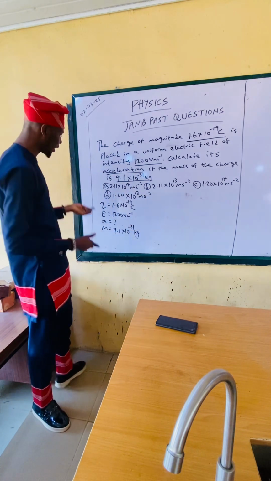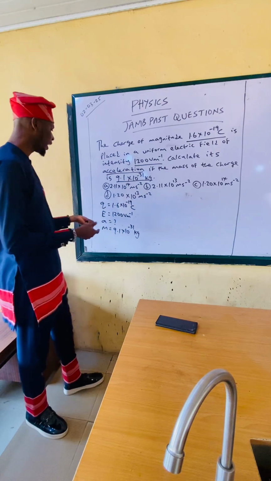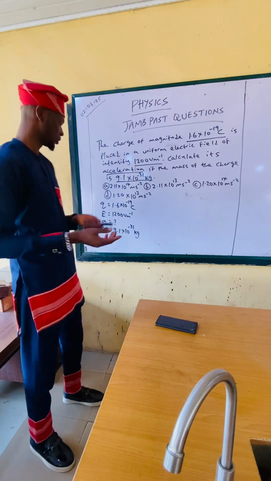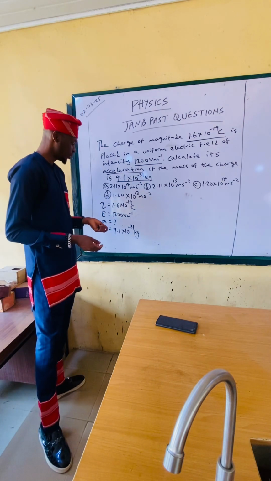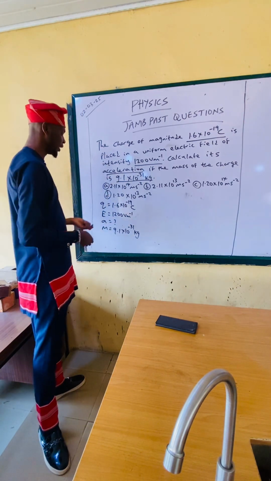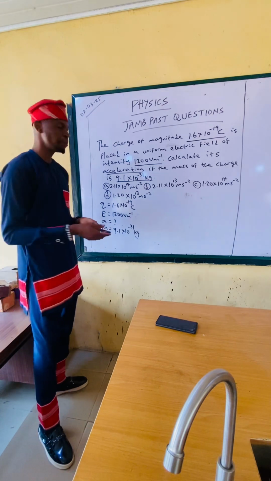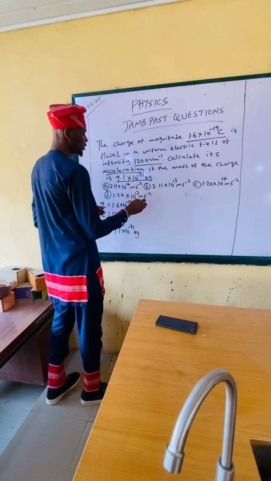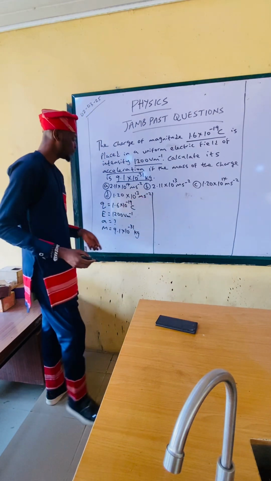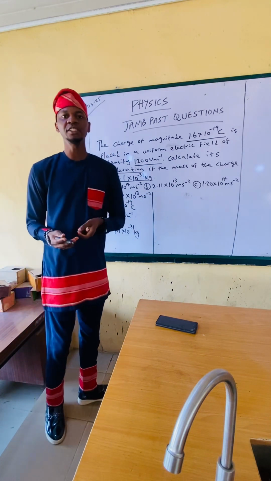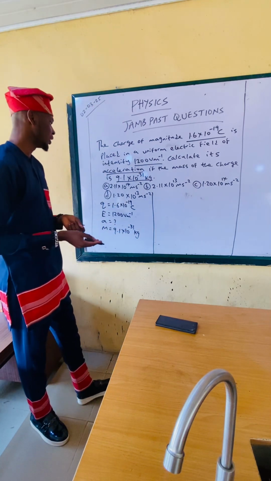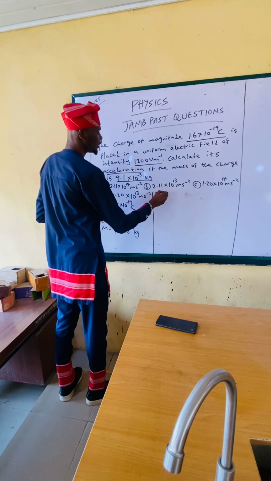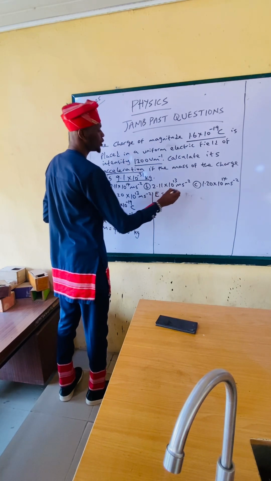So don't forget, we have the quantity of charge, we have the electric field intensity, we have to find the acceleration of the charge or the electron, and we have the mass, which is 9.1 times 10 raised to minus 31 kg. Now, the first thing to calculate is the force. That's the electric force. And electric field intensity is force over quantity of charge.